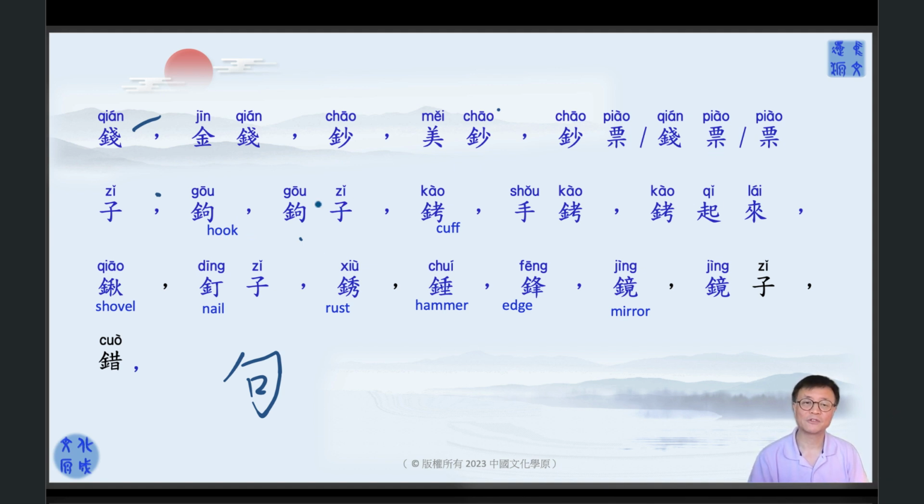子, so you can add it to a lot of characters to make words, right? Desk, 桌, 桌子. Chair, 椅, 椅子. Glasses, 眼镜, 眼镜子. 鼻子, okay. 好.